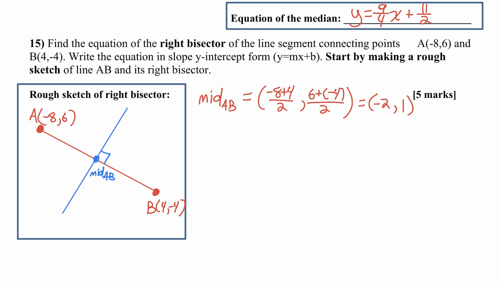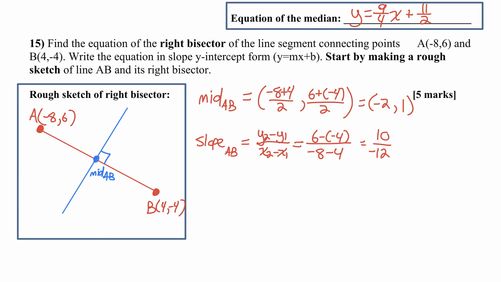To find the slope of AB, I can follow my formula y2 minus y1 over x2 minus x1. So find the change in the y values, 6 minus negative 4, and divide that by the change in the x values, negative 8 minus 4. This gives me 10 over negative 12, which would reduce if I divide top and bottom by 2. I could get negative 5 over 6.